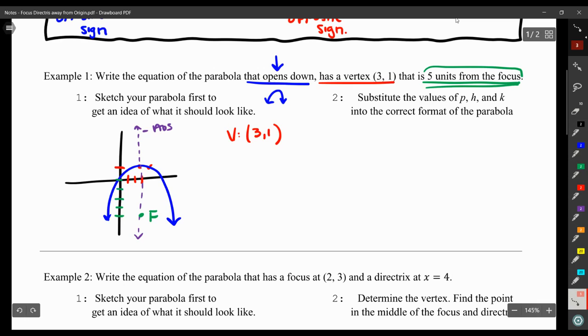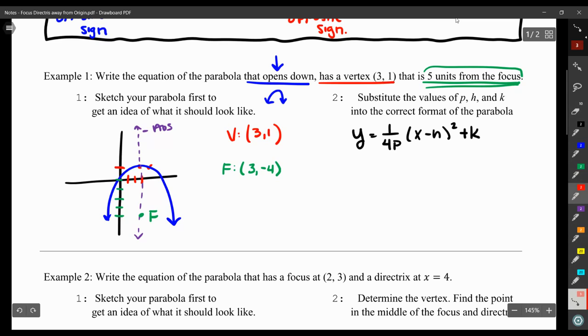So we can make sure that was right. Start at the vertex here and move 5 units down. The coordinate of my focus isn't entirely too important, but let's write it out anyway. So the x value of 3 and a y value of negative 4. Now, last but not least, I can start to figure out my equation. Because I'm opening down, my parabola is going to follow the y equals 1 over 4p times (x minus h) squared plus k formula.